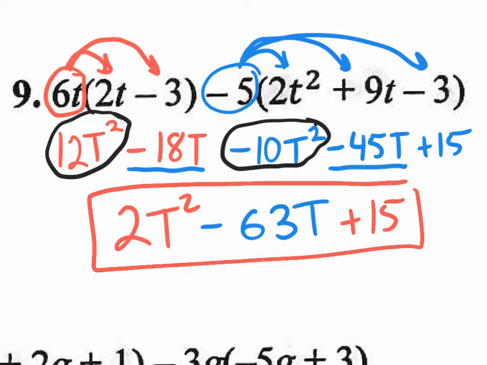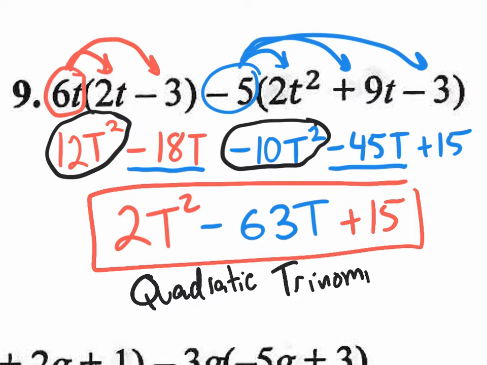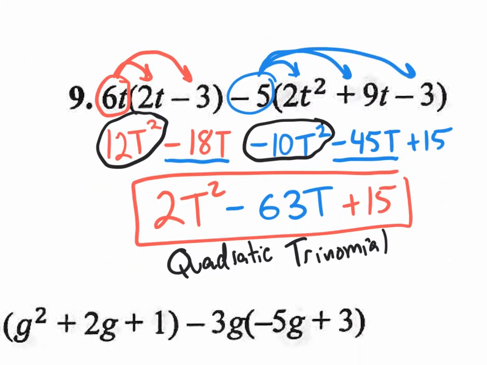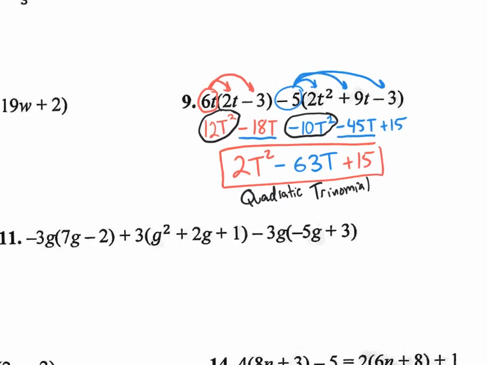And just for funsies, we are going to classify our answers when we have single variable polynomials. So what would this classification be, first and last name? Quadratic trinomial. Now, the homework here is not asking you to do this, but I want you to get as fluent as you can with these words, right? Let's move on to number 11.